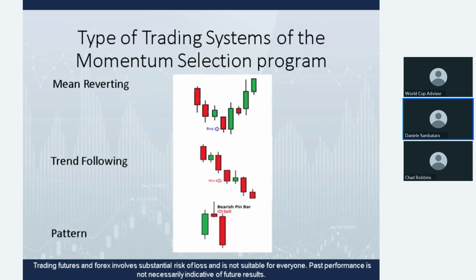So basically, my trading systems can be mean reverting. So they enter a position assuming that the price will go back to its average value. So they buy after the price has dropped and sell after the price has risen. On the contrary, a trend following system assumes that after the price takes a direction, it will continue keeping this direction. So this kind of system buys after the price has risen and sells after the price has dropped.